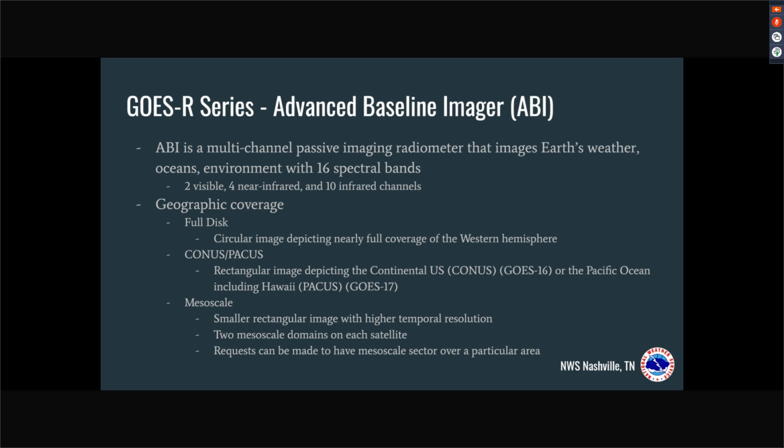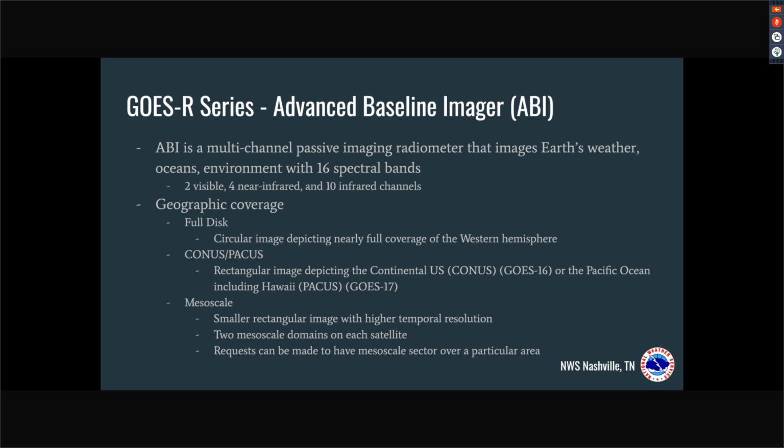We also have a CONUS and PACUS view. CONUS obviously is with our GOES 16, GOES East, and then the PACUS, over Hawaii and the Pacific Ocean, is GOES 17. Something that's really cool with our GOES 16 and 17 satellites is we do actually have a mesoscale coverage area that is movable. It's a smaller rectangular image with a higher temporal resolution. Temporal resolution just has to do with time.